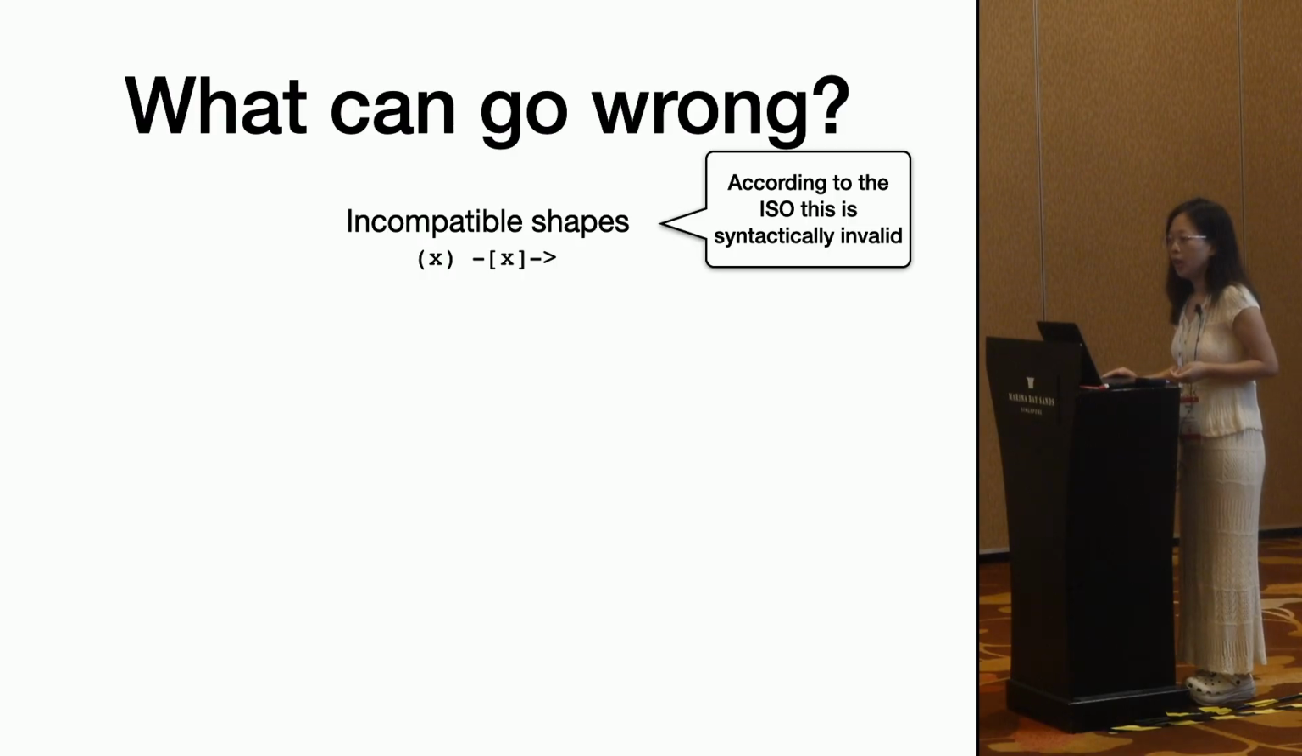For instance, you could write a query like the first one, where you have an incompatible shape. So you're trying to store both a node and an edge in the same variable. And according to the ISO, this is syntactically invalid.